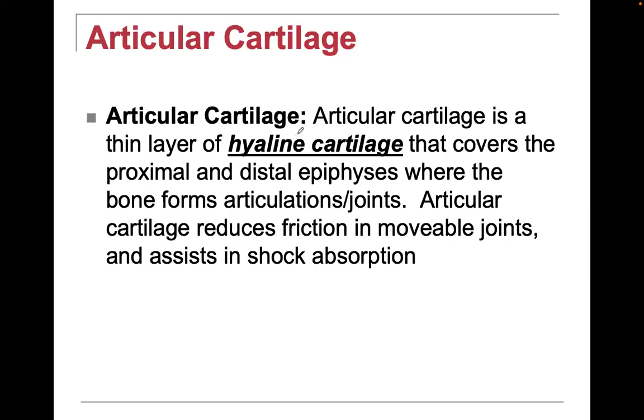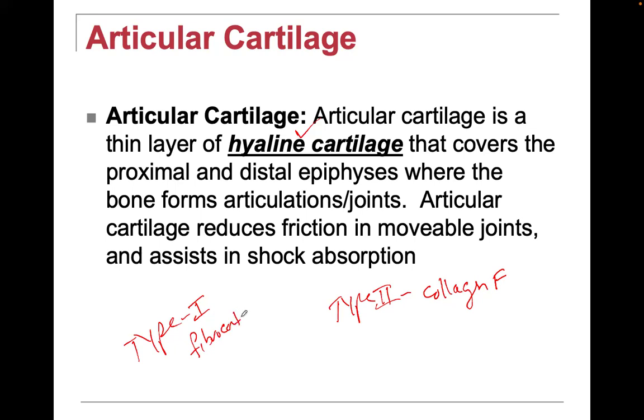The articular cartilage is usually hyaline cartilage. And this hyaline cartilage is usually made up of type 2 collagen fibers. Usually type 1, FYI, type 1 collagen fibers, that's fibrocartilage. Type 1, which is fibrocartilage, is very thick and very strong.